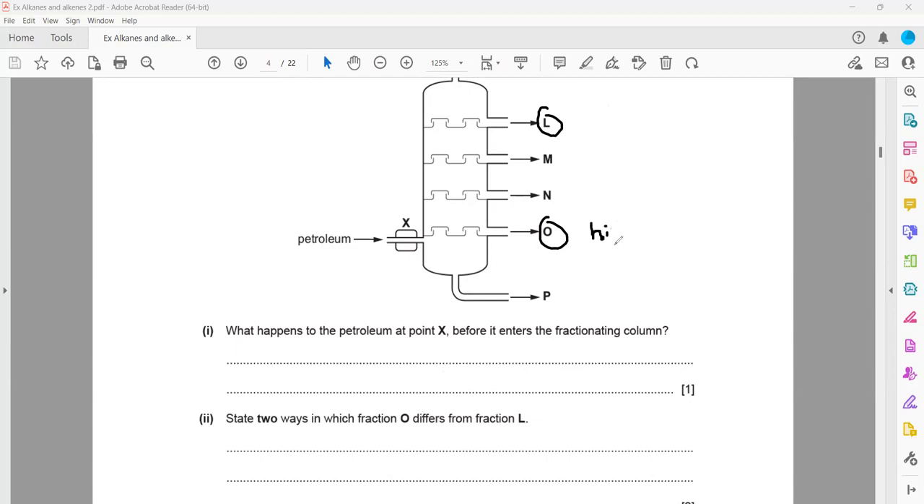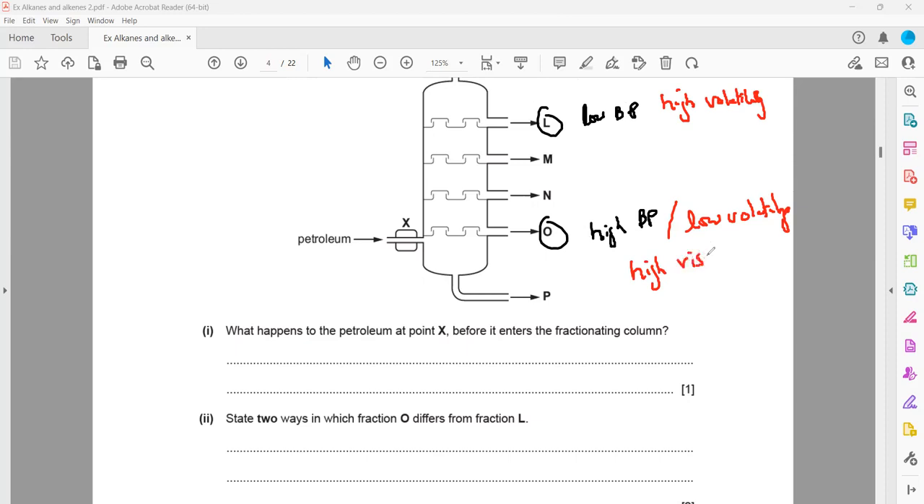L is a small molecule as compared to O. So you can mention O will have a high boiling point, L will have a low boiling point, and the one which has a low boiling point will have high volatility. Volatility means it can easily be vaporized. O will have low volatility. O also has higher viscosity, like thick or viscous. L will have low viscosity. O will have more carbon atoms.